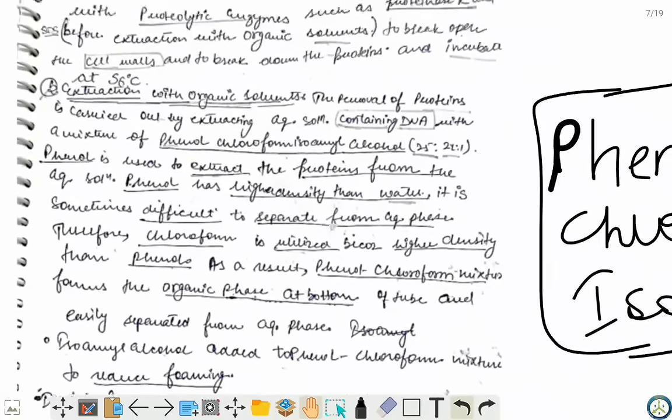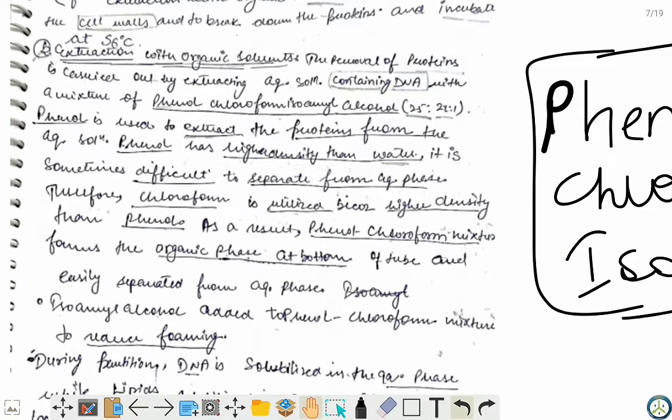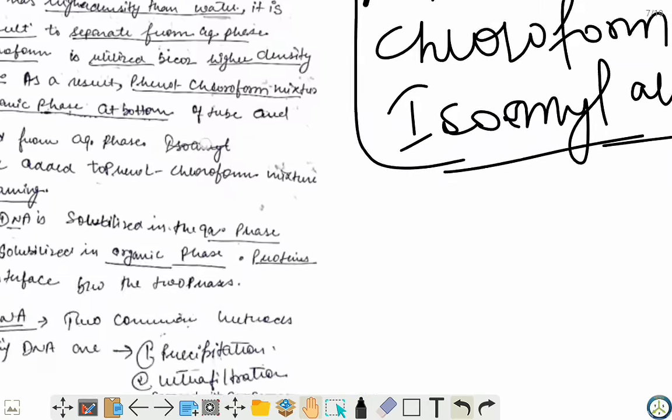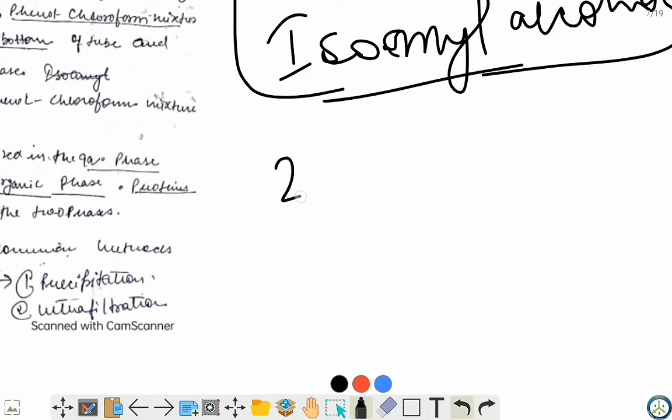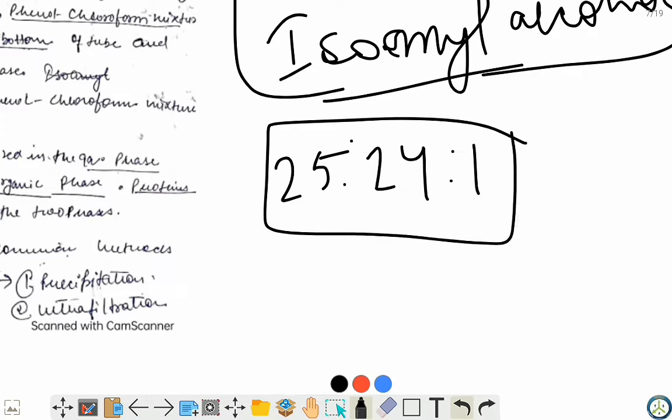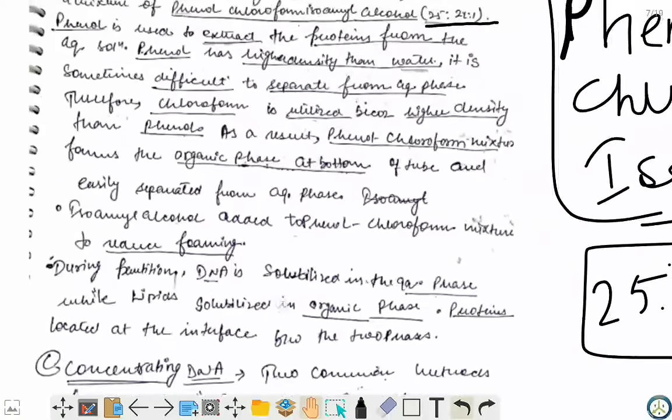So we are going to discuss the removal of proteins, carried out by extracting the aqueous solution containing DNA with a mixture of phenol, chloroform, and isoamyl alcohol in the ratio of 25:24:1. Just remember this ratio. Phenol is 25, chloroform is 24, and isoamyl alcohol is 1. So this is the proportion of these organic solvents.